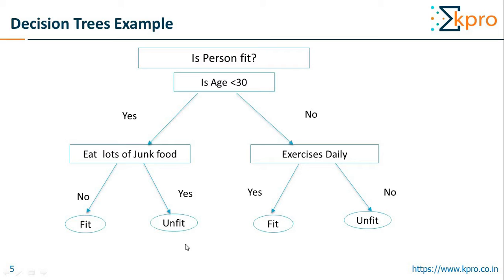Here, the age node can also be called the root node because it is at the top and from here we are starting our tree. Eat lots of junk food and exercises daily can be called internal nodes with one incoming edge and two or more outgoing edges. The final outcomes with no outgoing edges are leaf nodes. So this is a very basic example of decision tree. In the real world, it's much more complex than this.